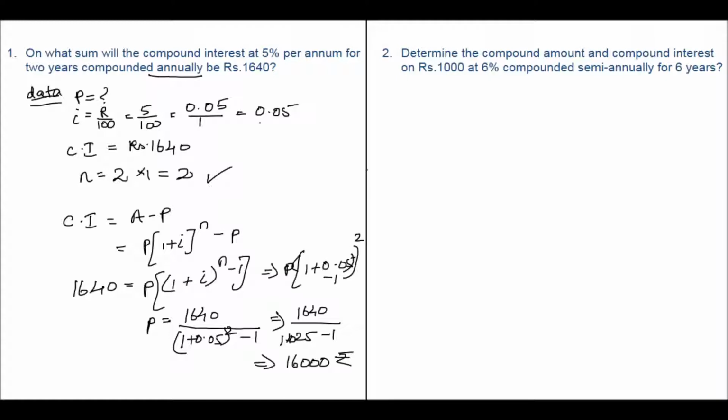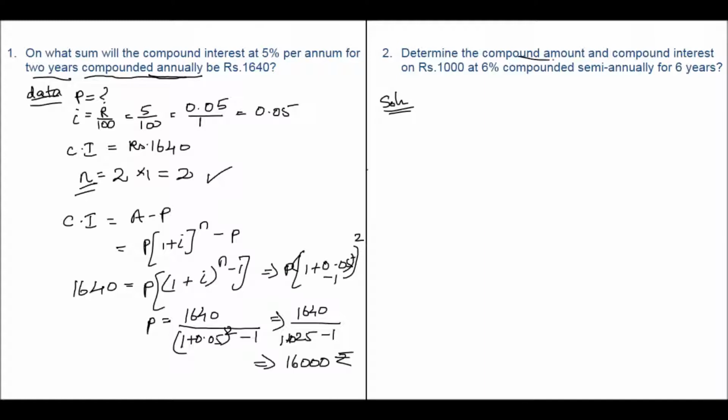Understood? Here you have to carefully look at whether it is compounded annually or quarterly, and the number of years. Then multiply the number of years with the conversion periods per year, and that is n, and i is equal to r by 100, that is, rate percent divided by the number of conversions per year. Now in this problem, you can pause this video and try on your own.